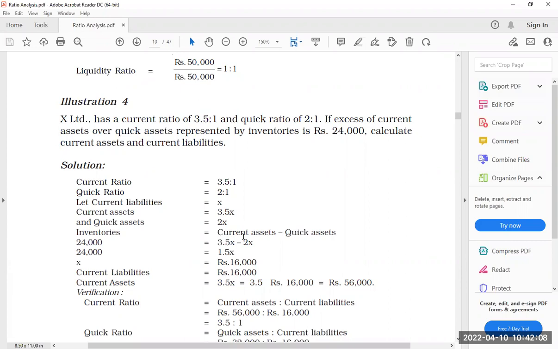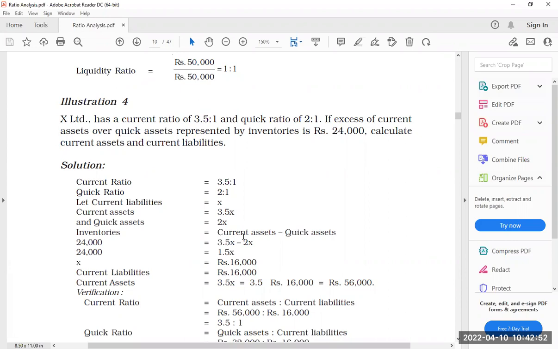How do you find out quick assets? Quick ratio is given. Quick ratio is equal to quick asset divided by current liability. If current liability is 1 time, that is X, then quick asset, with the quick ratio 2 is to 1, is 2X. Current assets minus quick assets is equal to inventory plus prepaid. But in this case, prepaid is not there, so current asset minus quick asset should be equal to inventory. So 3.5X minus 2X is equal to inventory, that means 24,000. If we solve that equation, 1.5X is equal to 24,000.